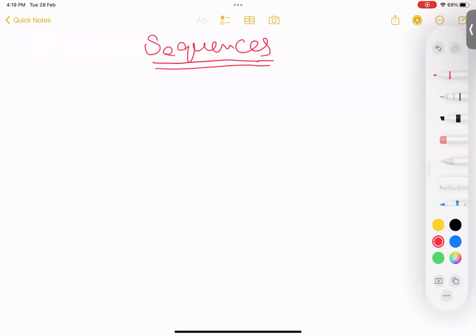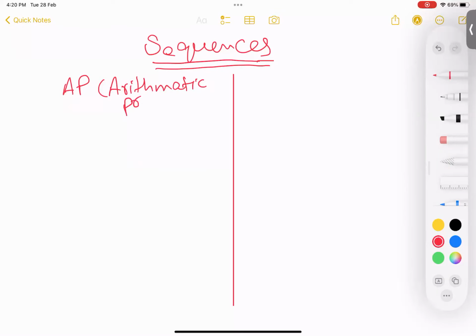Bismillah ar-Rahman ar-Rahim. The topic today is sequences. In our whole chapter, there are two kinds of sequences altogether. One is called AP for short, which in full is called arithmetic progression. And one is called GP, which stands for geometric progression.